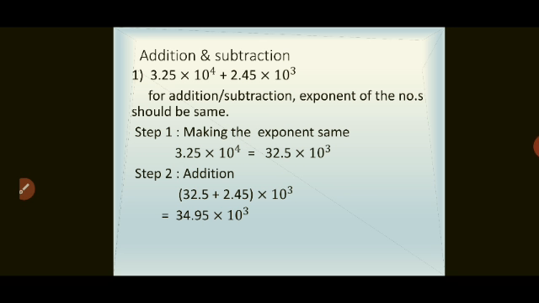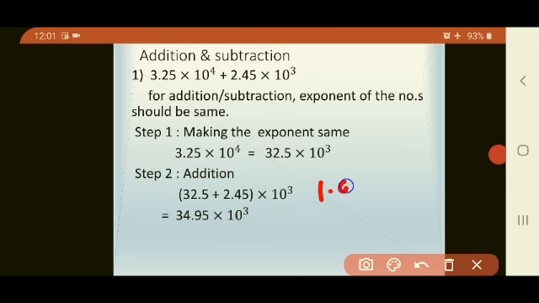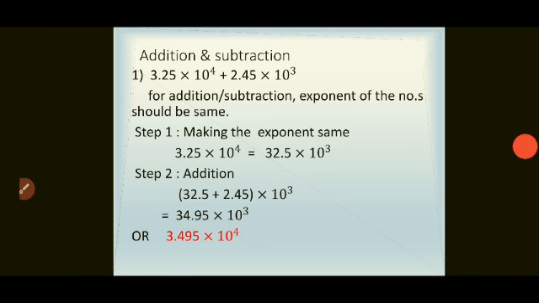Again, this number is not in scientific notation, is it? Why is it not in scientific notation? Because the coefficient part is not in the range of 1.000 to 9.999. Am I right? So to convert that, we have to shift this decimal point between 3 and 4, which means one power will increase. So what is the final answer then? It will be same as the first one, 3.495 into 10 to the power 4.